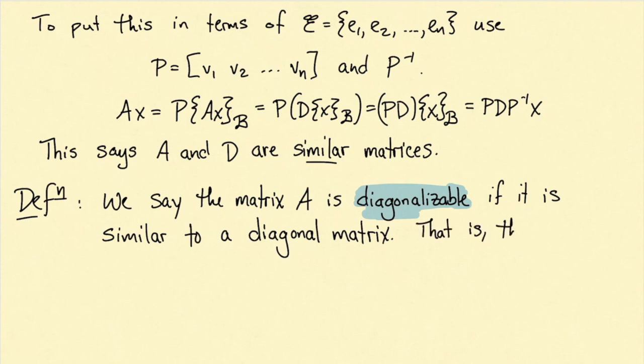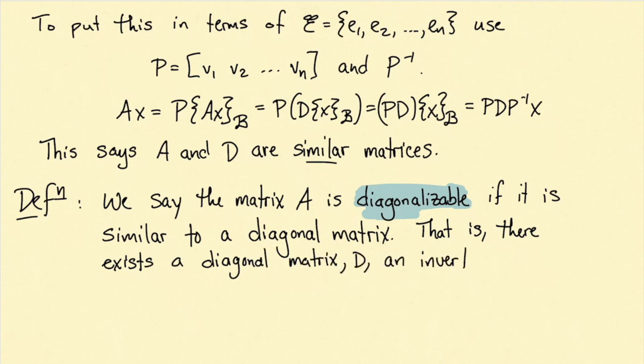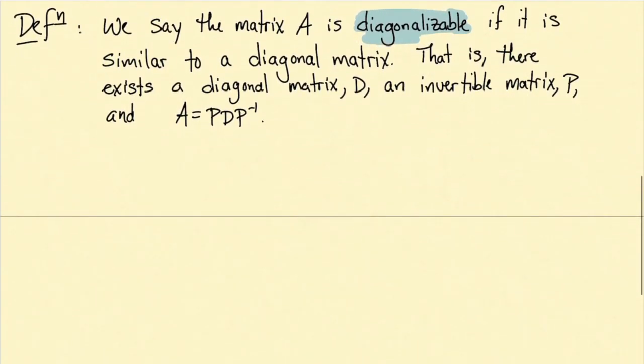Explicitly, this means there exists a diagonal matrix D, an invertible matrix P, and A is equal to P D P inverse. As we've seen, if R^n has a basis consisting entirely of eigenvectors of our matrix A, then A is diagonalizable. It turns out that if our matrix A is diagonalizable, then there also exists a basis of eigenvectors of A for R^n.